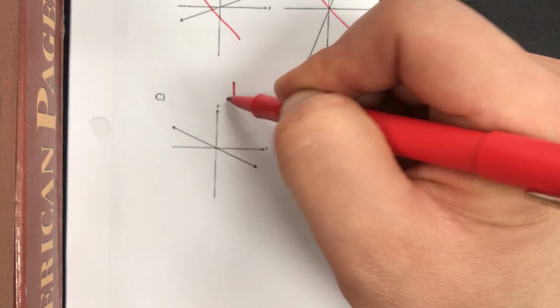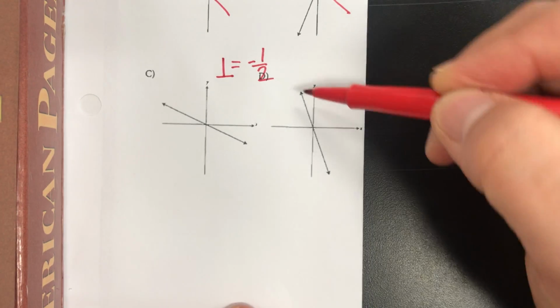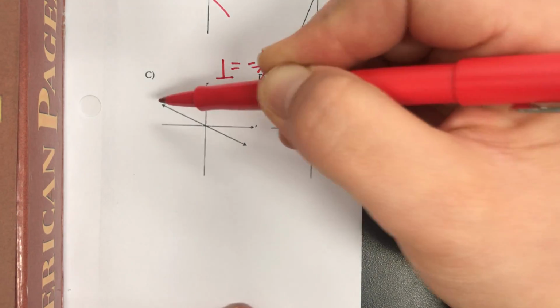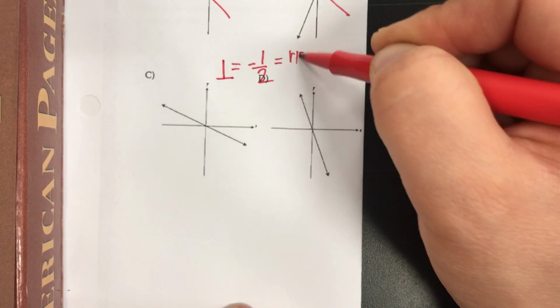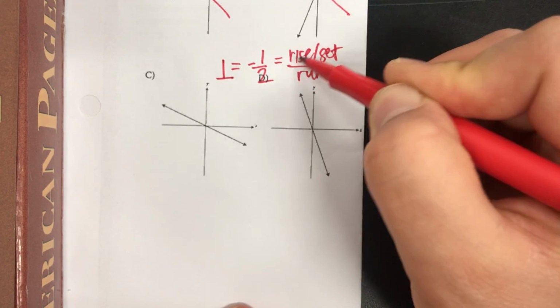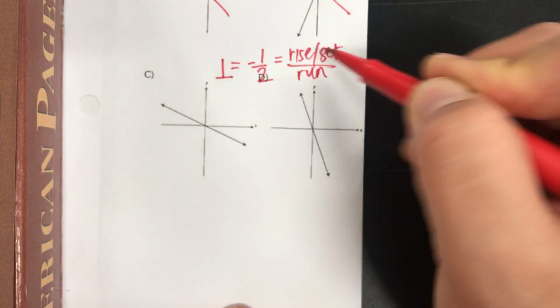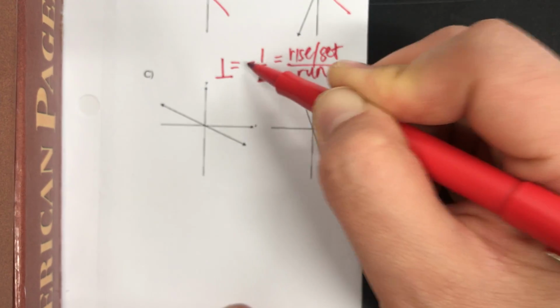So remember, the perpendicular slope is negative half. So think about this one. This one is going down really steep, and this one's kind of going gradual. And by the way, this is like rise or set over run. I say rise if it's positive, you're going up. If it's like sunrise versus sunset, it's going down. So this one's a set because it's going down.